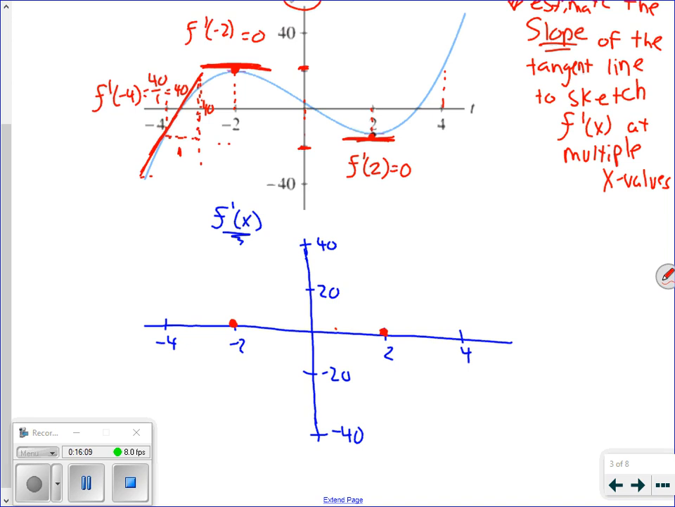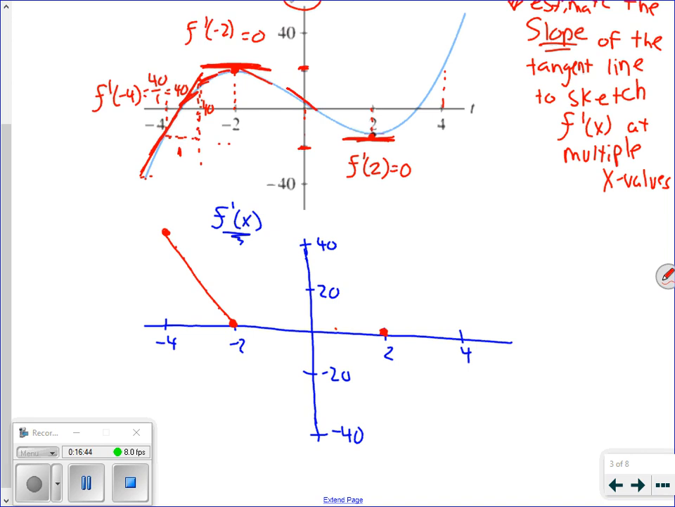So I'm approximating that f prime of -4 is 40, so I'm going to plot that point right here. That's the value. Okay. And it looks like as I'm getting closer and closer to -2, my slope is becoming less and less steep. So the values are getting lower and lower in the positive direction. So it looks like I'm doing this right here. Anytime between -4 and -2, I have positive slopes. But once I go past -2, I start to have negative slopes.